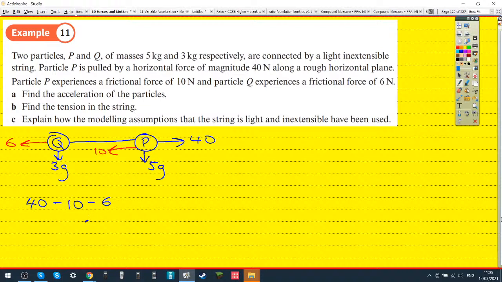So 24 equals m, which is mass. So you do both masses, which is 8. Just 8, and then a. And then you divide by 8 on both sides, which is 3. Its acceleration is 3. Yep. B.